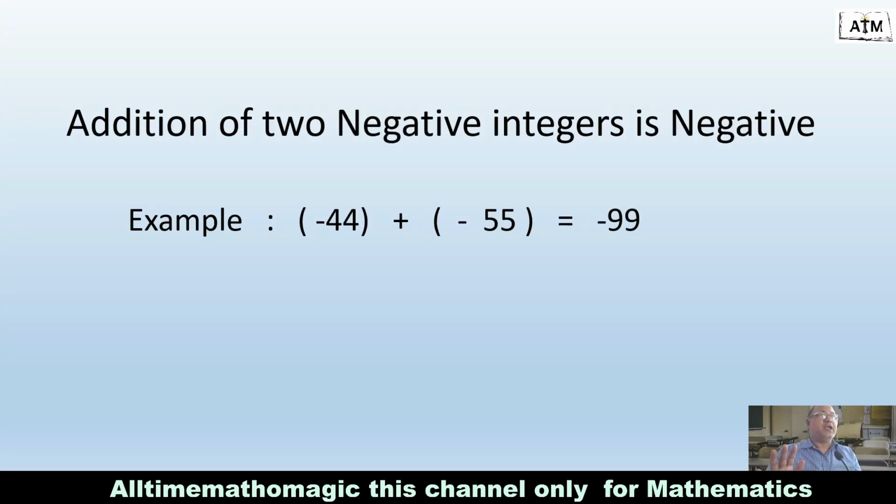Similarly, addition of two negative integers is negative. It implies that when minus 44 is added to minus 55, the result is minus 99. It implies that whenever you add two negative integers, the result is also a negative integer. Thus, addition of positive integers is positive, addition of negative integers is negative.